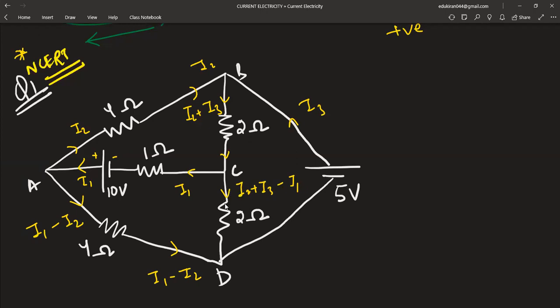Now see, if we add these two, this part and this part, because both are coming together: I2 plus I3 minus I1, plus I1 minus I2. Look, I1 got cancelled, I2 got cancelled, only I3 is left. And look here, we had started with I3 only. So it means the distribution of current is done properly.